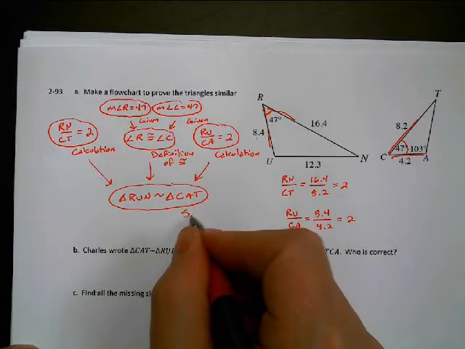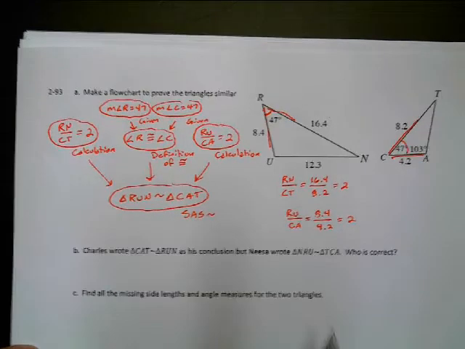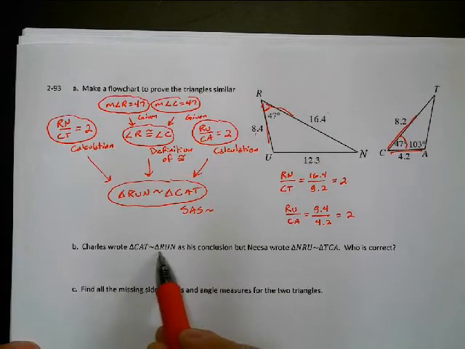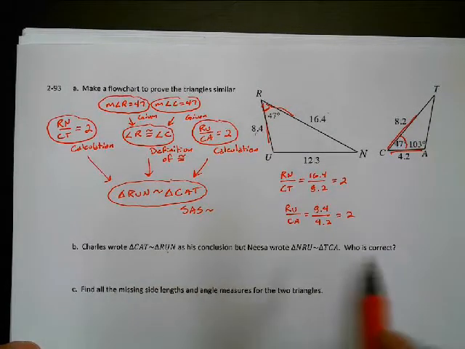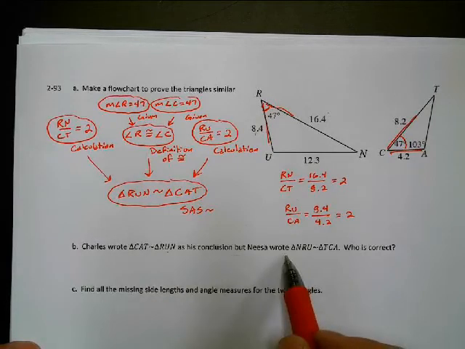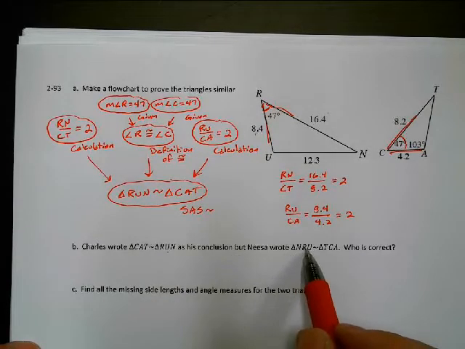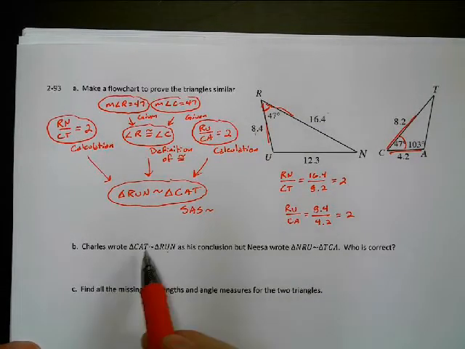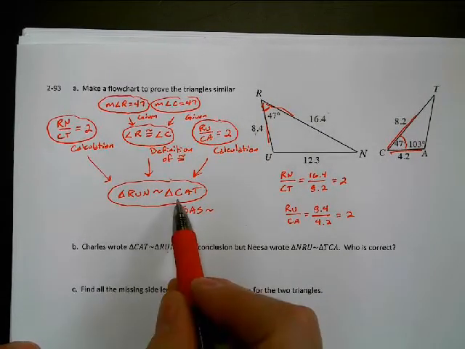Charles wrote that triangle CAT is similar to triangle RUN as his conclusion, but Nisa wrote triangle NRU is similar to triangle TCA. Who's correct? Well, it looks like Charles is right. He just did a different order. He just put CAT before RUN, so that doesn't change anything. So Charles, good job. You are correct.